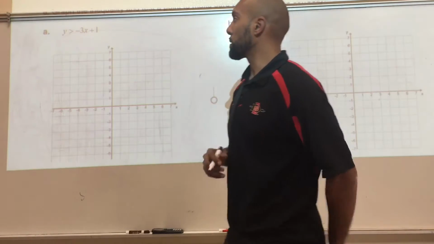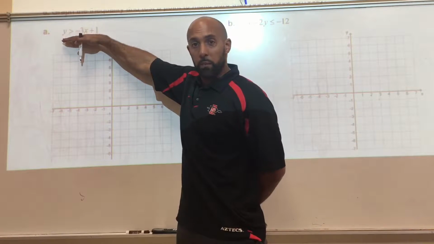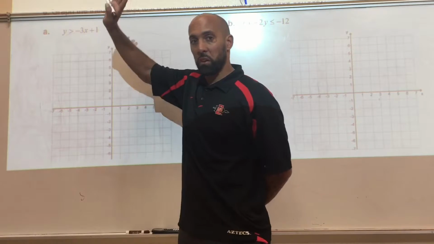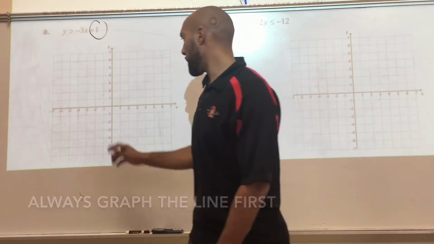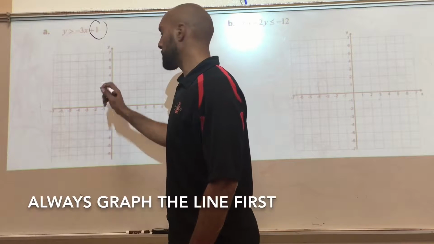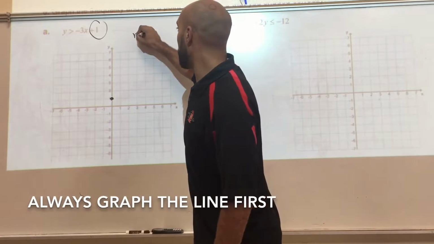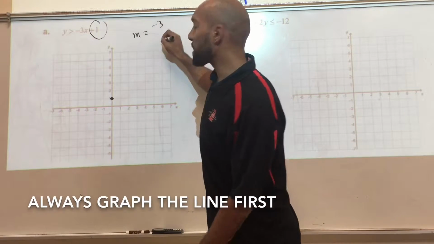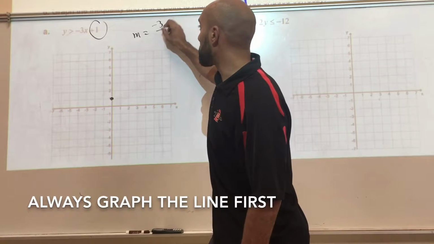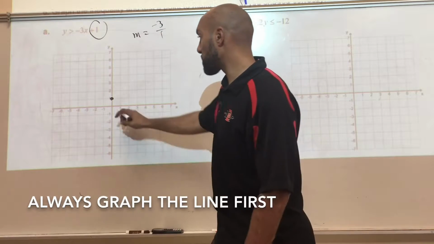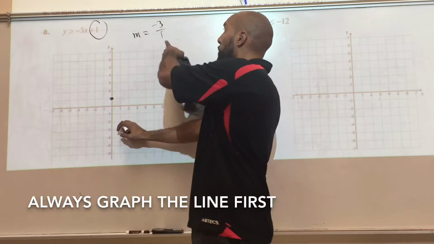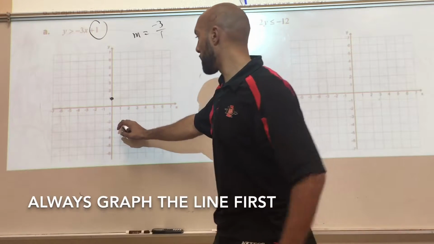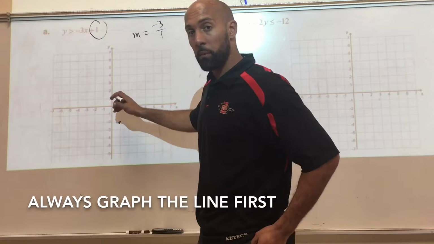On this first one, it's already in the y equals mx plus b form, so we can just go ahead and graph it. Remember, we always start at the number on the right, the 1. So we go to positive 1. And now the slope is -3, but we can always put that over 1 to let us know that first we're going down 3 and then over 1.